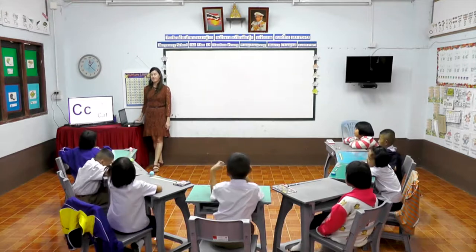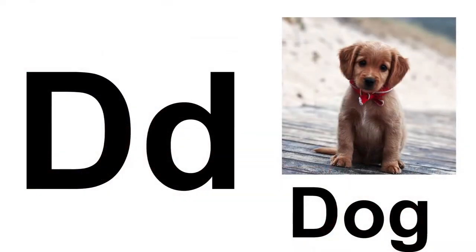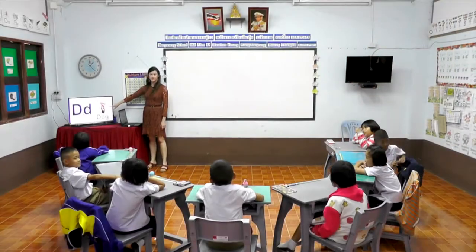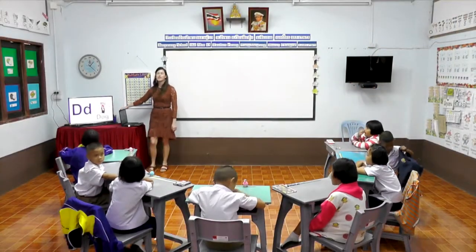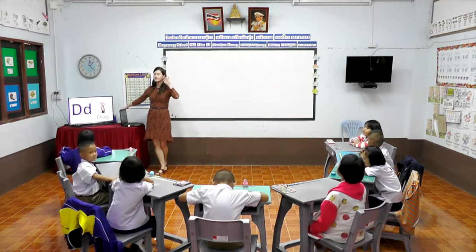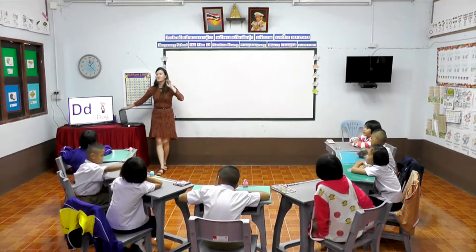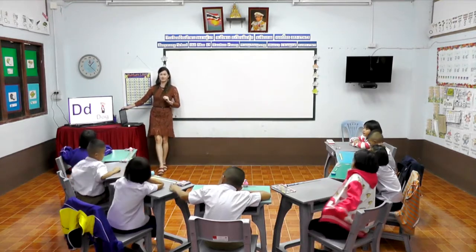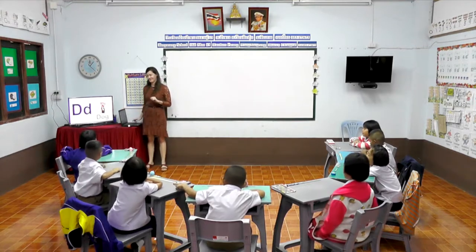Everyone knows what comes next? It is cute. What letter is this? D. And what is this picture? Dog. It's a dog. Duh, duh, dog. Duh, duh, dog. Good job.